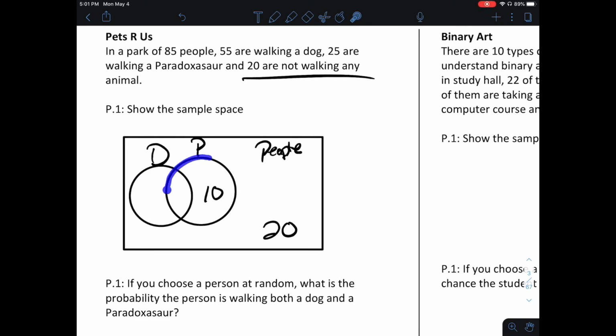There are 25 people walking a paradoxosaur. We've just accounted for 10 of those. So there's 15 left in this intersection. There's 55 dog walkers. We've used 15 of them here. So there's 40 left here. So once again, 40 people are walking dogs, but not a paradoxosaur. 15 are walking both. 10 walk a paradoxosaur, but not a dog. And 20 walk nothing. 40 and 15 is 55, 65, 75, 85. We've got all the people.